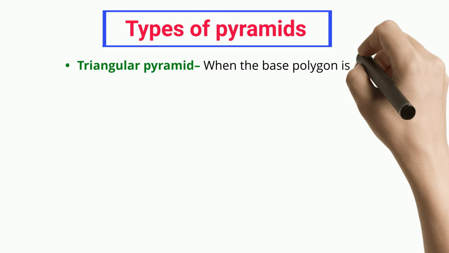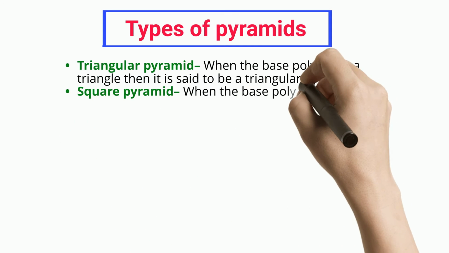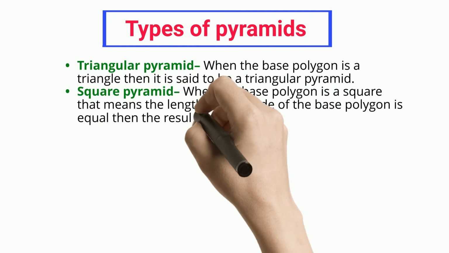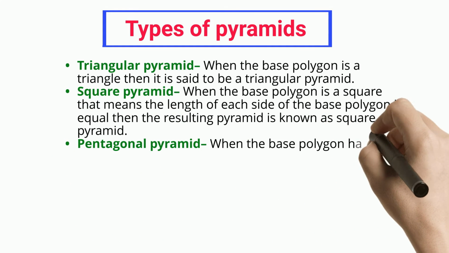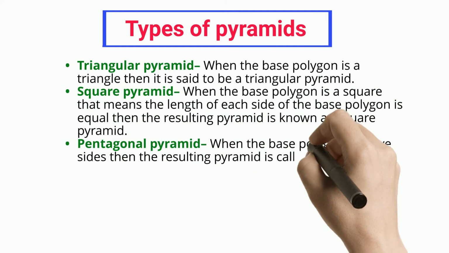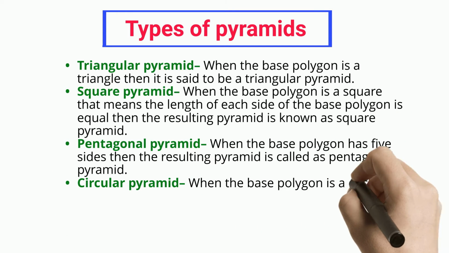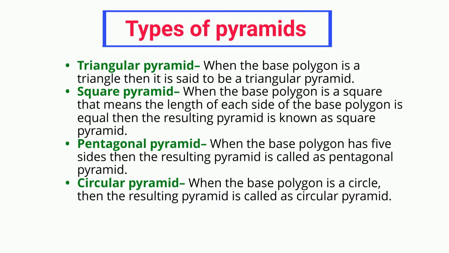Triangular pyramid? When the base polygon is a triangle, then it is said to be a triangular pyramid. Square pyramid? When the base polygon is a square, that means the length of each side of the base polygon is equal, then the resulting pyramid is known as a square pyramid. Pentagonal pyramid? When the base polygon has 5 sides, then the resulting pyramid is called a pentagonal pyramid. Circular pyramid? When the base polygon is a circle, then the resulting pyramid is called a circular pyramid.